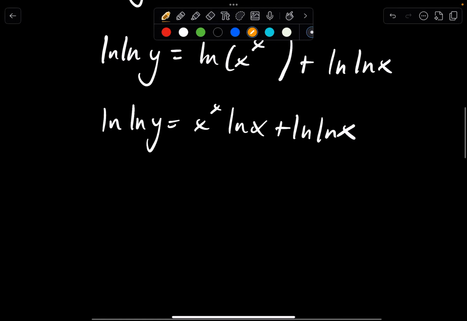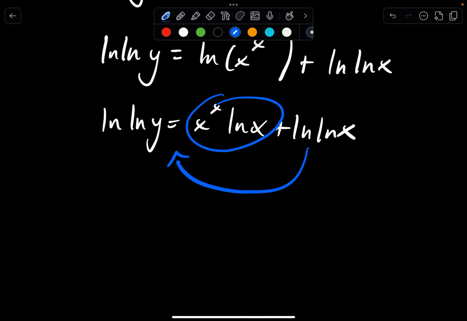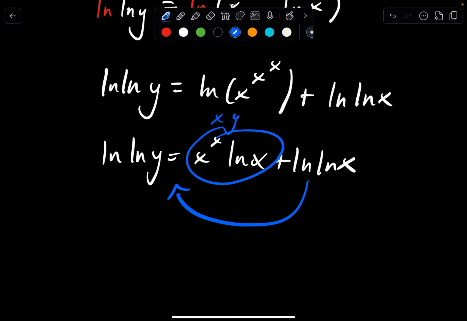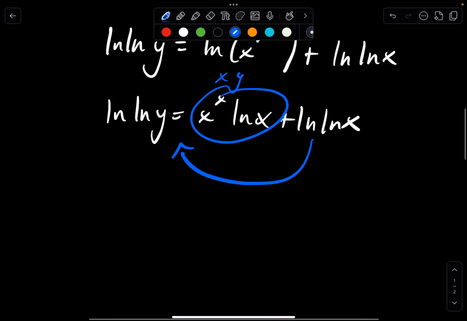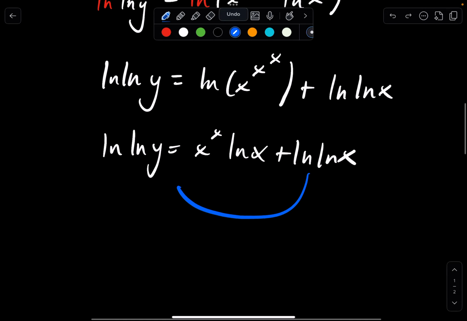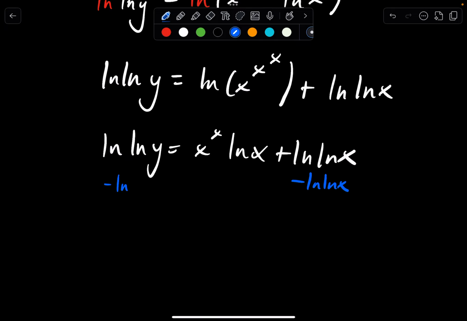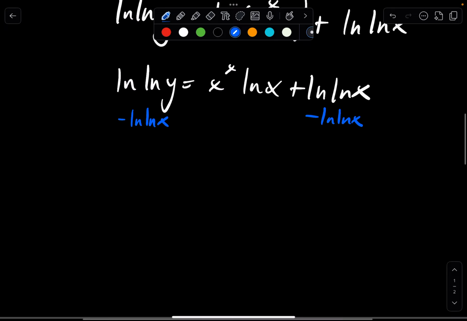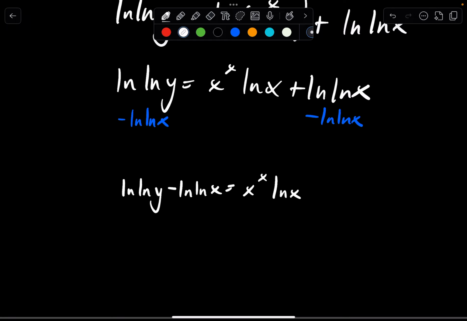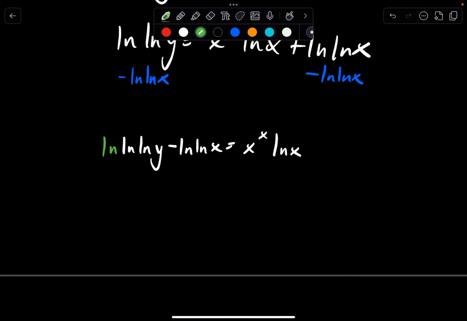Instead of just taking natural log, something wise we should do is move this to the other side. So then when we take natural log, this is a product of two functions, and then we can separate it into two logs and simplify further. Here's what I mean. Let's subtract ln of x on both sides. So on the left-hand side, we get natural log of ln y minus natural log of x is equal to x to the x, natural log of x. Now we can take log on both sides, which I'll do here.